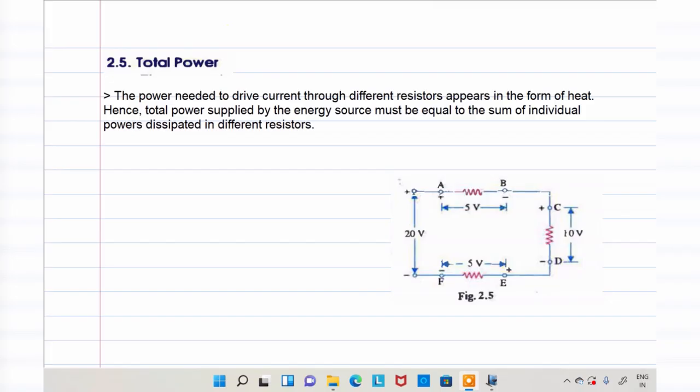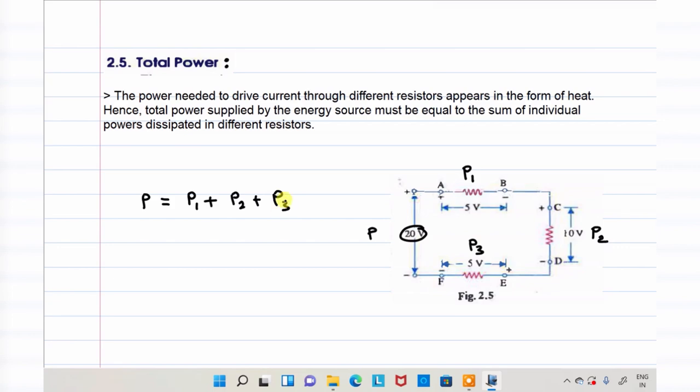Next is total power. In your syllabus, the next topic is total power. In the case of a series circuit, till now we discussed the total resistance, the current being the same, and the total voltage drop. What about the power in a series circuit? Look here, this is the circuit we have. In this circuit, the power consumed by resistance R1 is P1, by R2 is P2, and by R3 is P3. The total power supplied from the battery, P, is equal to the sum of the power consumed by the resistors.